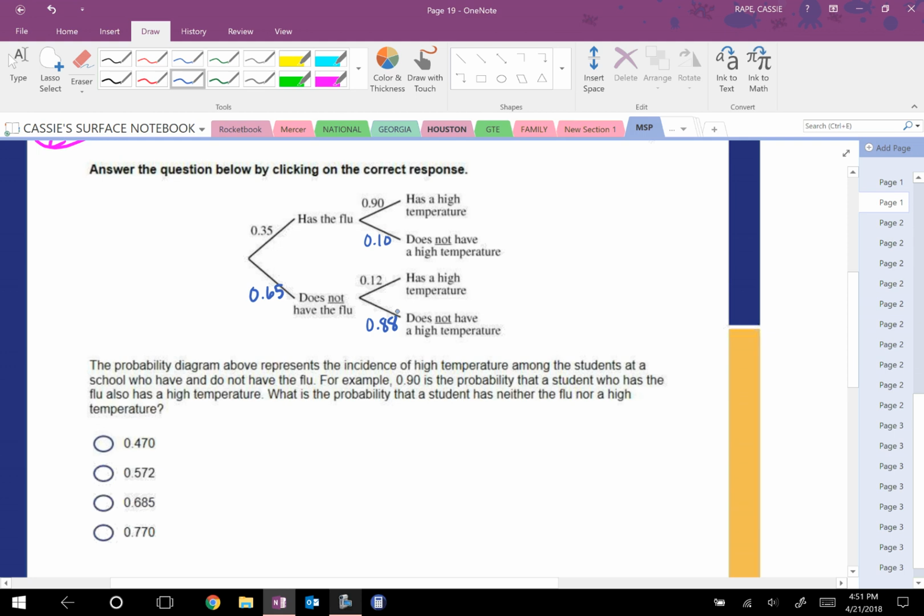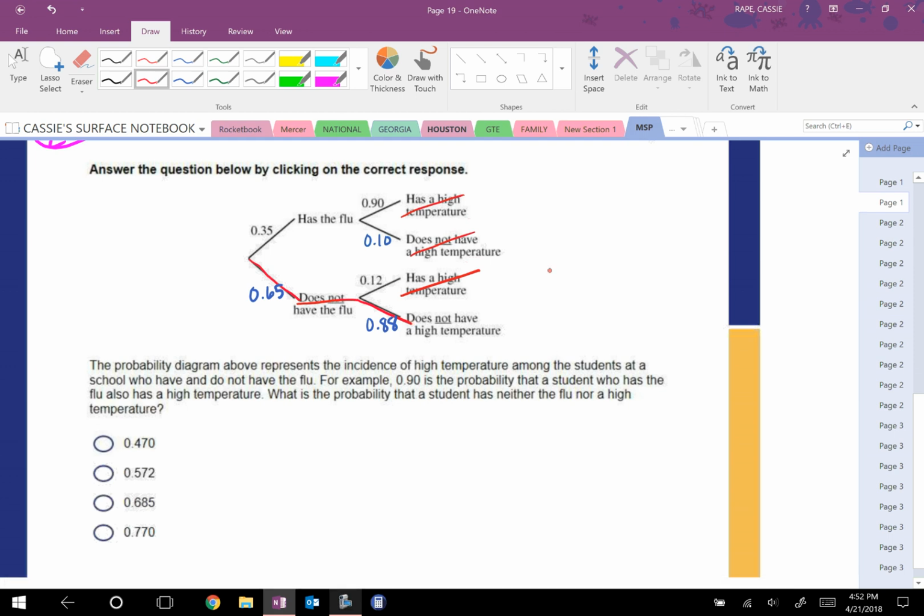Okay, so it asks, what is the probability that a student has neither the flu nor a high temperature? Okay, if they don't have the flu, you can rule those two out immediately, but they also don't have a high temperature, which is that. Okay, so this is the path that you would travel. 0.65 that they don't have the flu, and 0.88 that they don't have a temperature.